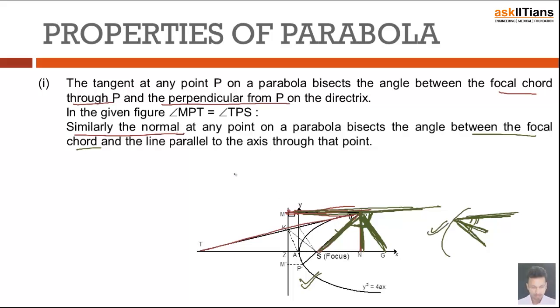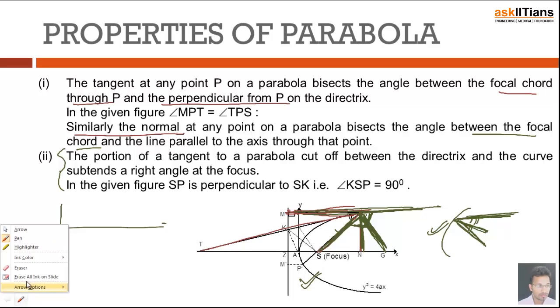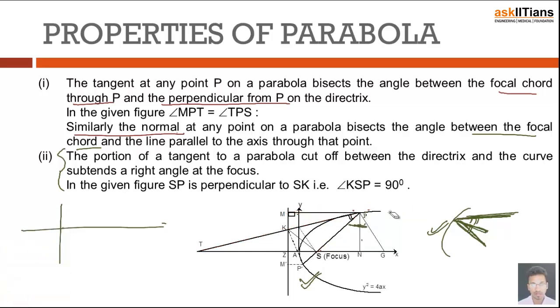Okay, so let's see the next property. The portion of the tangent to the parabola cut off between the directrix and the curve subtends a right angle at the focus. Again, you need to do these properties yourself. I am explaining it, after that you need to do it by yourself again. So it's better if I demonstrate it on this figure only.